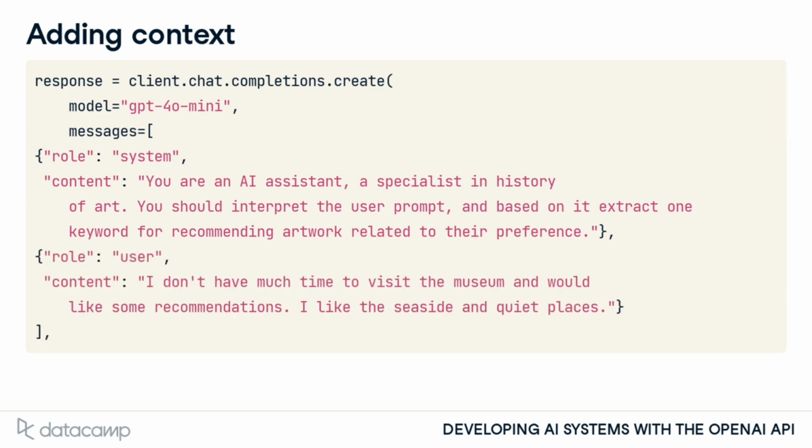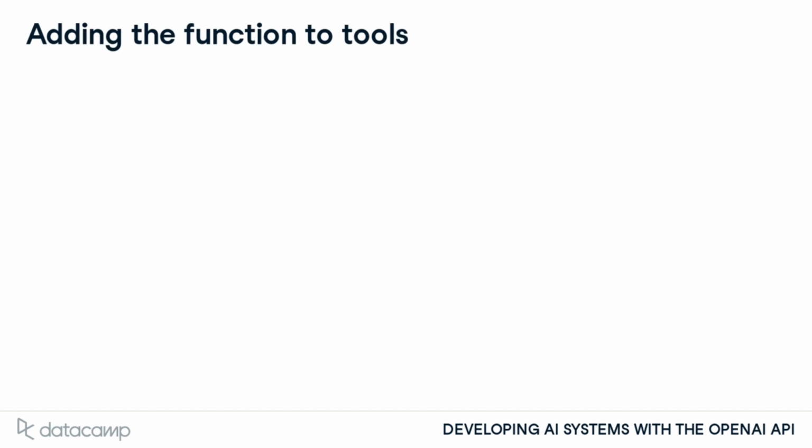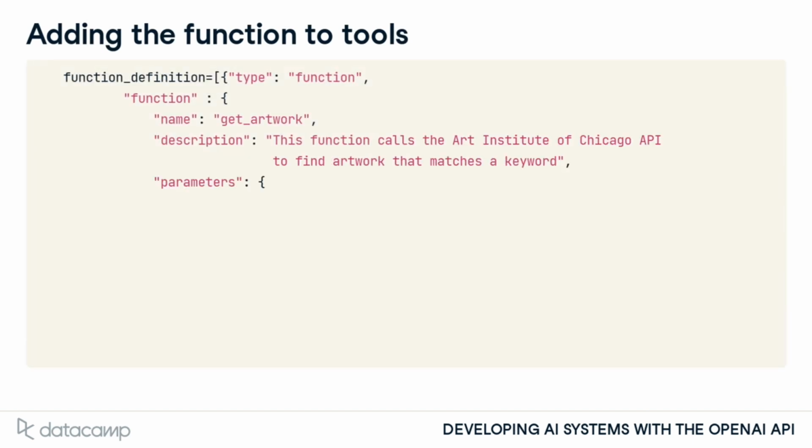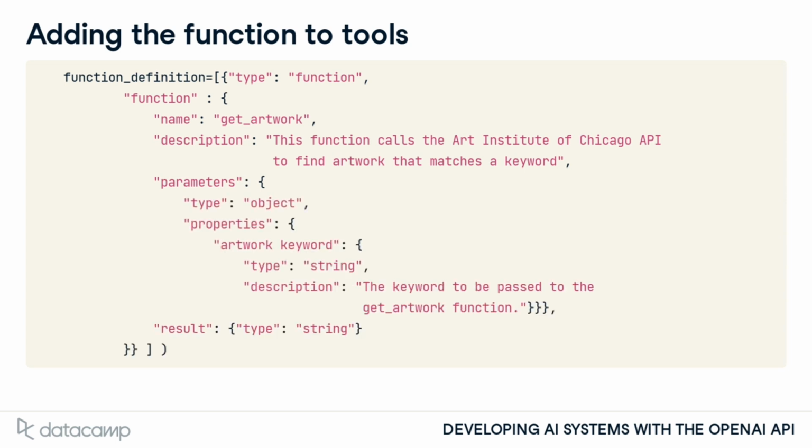For this example, we also provide a user message that could be coming from a tourist wanting to visit the museum. In the endpoint call, we specify the getArtwork function as part of the tools in the endpoint request. As for the functions previously seen, we set the parameters including type and properties and add the expected result type. In this case, the function will extract a keyword from the user input that will then be passed as an argument to the function calling the external API. The parameter's properties in this case should be the artwork keyword with its type and description.